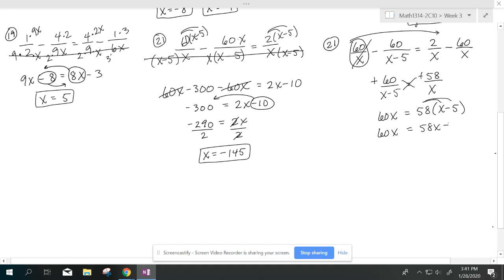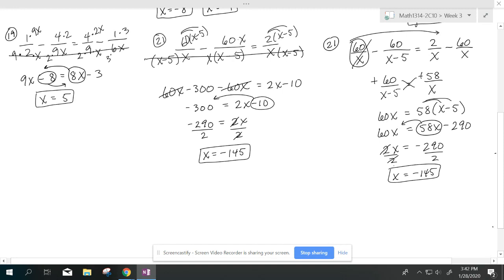58x. Going to need some calculator assistance. 58 times negative 5. Negative 290? Right? Negative 290. Yes. And then the 58x is going to come over and make minus 58x. 60x minus 58x, 2x. Divide both sides by 2. Oh, look at that. I got the same answer.